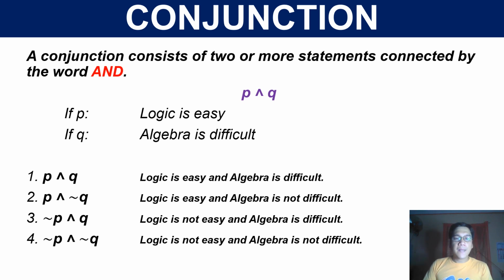Number two, P and negate Q. So we say logic is easy and algebra is not difficult. Next, number three, negate P and Q. Logic is not easy and algebra is difficult. Number four, negate P and negate Q. So we say logic is not easy and algebra is not difficult.